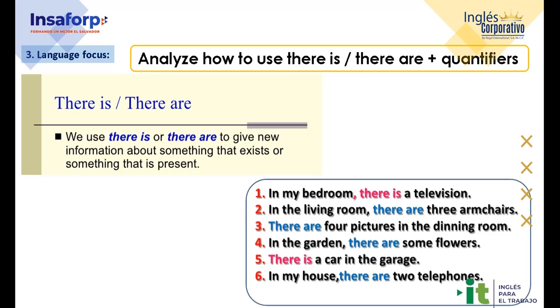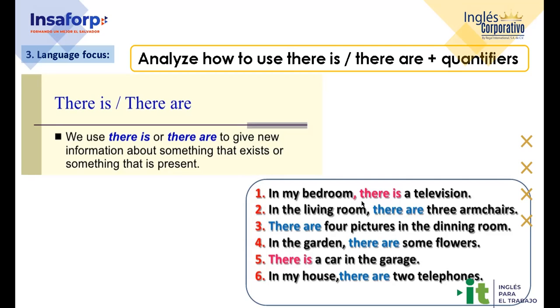In my bedroom, there is a television. Okay. In the living room, there are three armchairs. Okay. There are four pictures in the dining room. Okay, dining room. Dining room. In the garden, there are some flowers. Okay. There is a car in the garage. In my house, there are two telephones. Okay, in my house, there are two telephones.